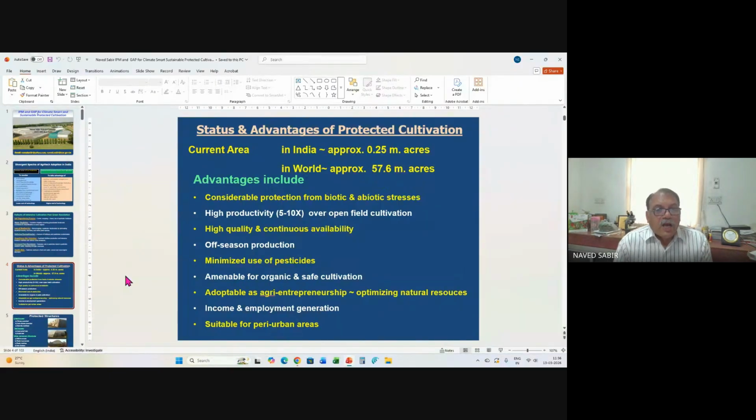High quality and continuous availability, off-season production, minimized use of pesticides, amenability to organic.